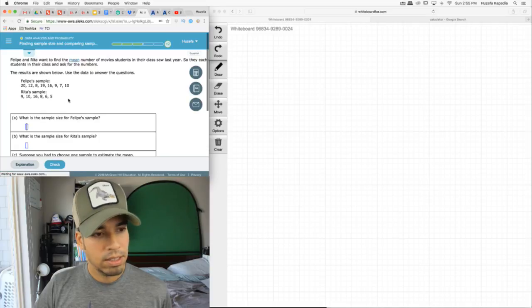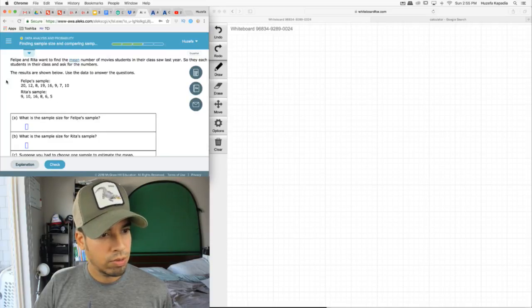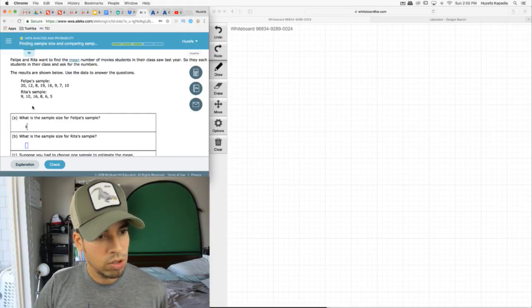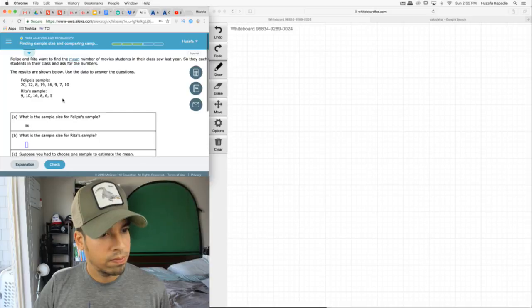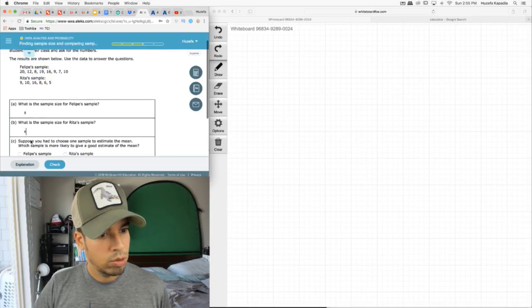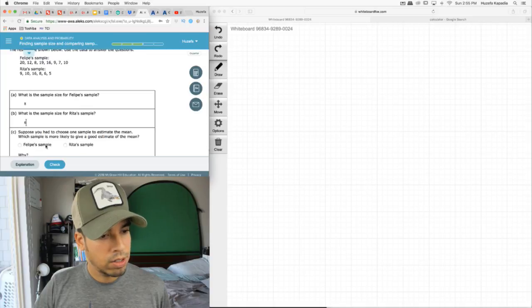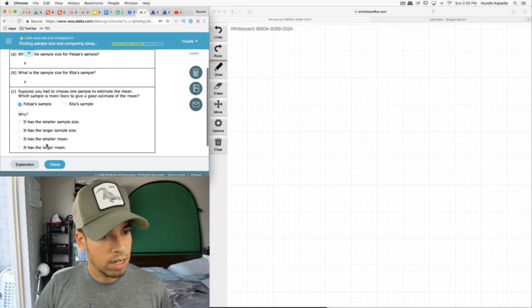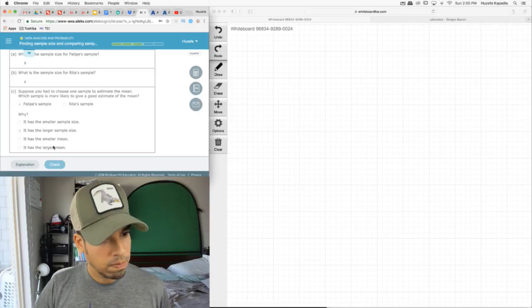Okay, last but not least, sample size for Philippe's is 1, 2, 3, 4, 5, 6, 7, 8. For Rita is 1, 2, 3, 4, 5, 6. Which one is better? I would say again Philippe's because it's got a larger sample size. So it's the same here.